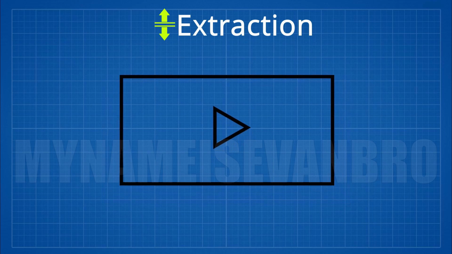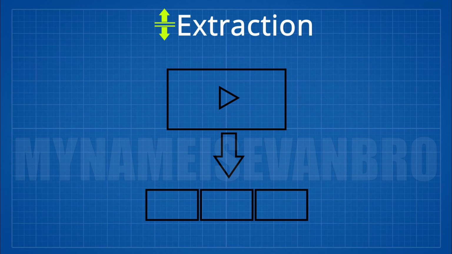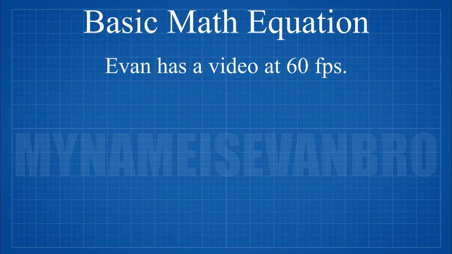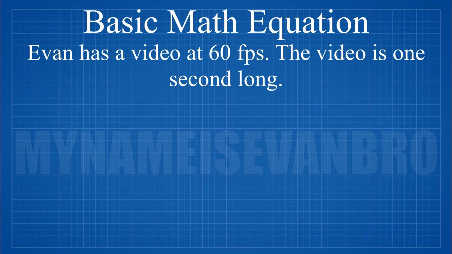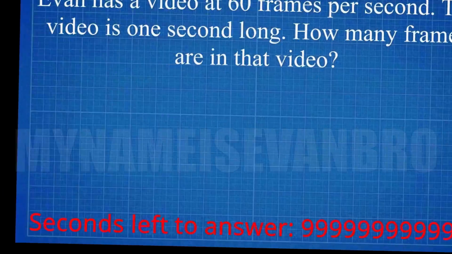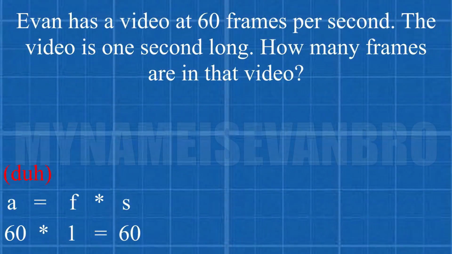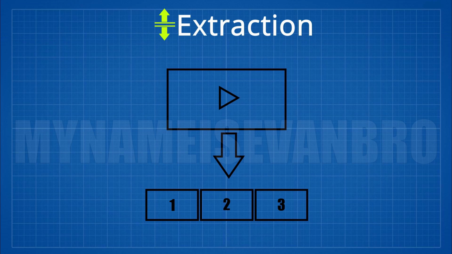In extraction, every single frame is extracted from the input video. If your video is 60 frames per second and is 1 second long, how many frames are in that video? Then the program would extract 60 frames from it. Each frame is labeled with its frame number.